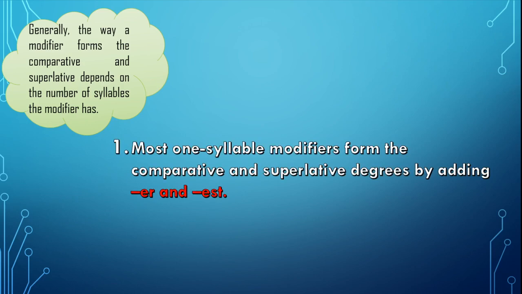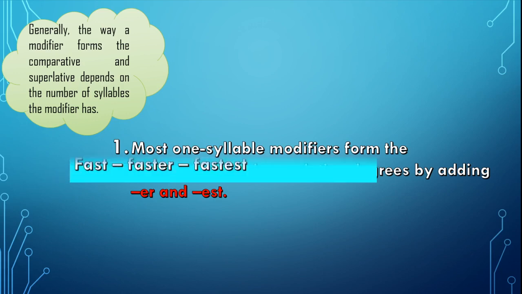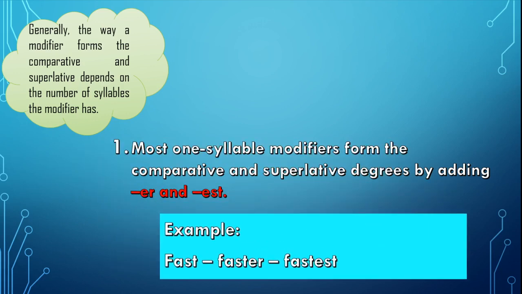Number 1. Most one-syllable modifiers form the comparative and superlative degrees by adding ER and EST on the last syllables. Again, by adding ER and EST. Example: fast, faster, fastest. That is an example of one-syllable modifier. Fast.